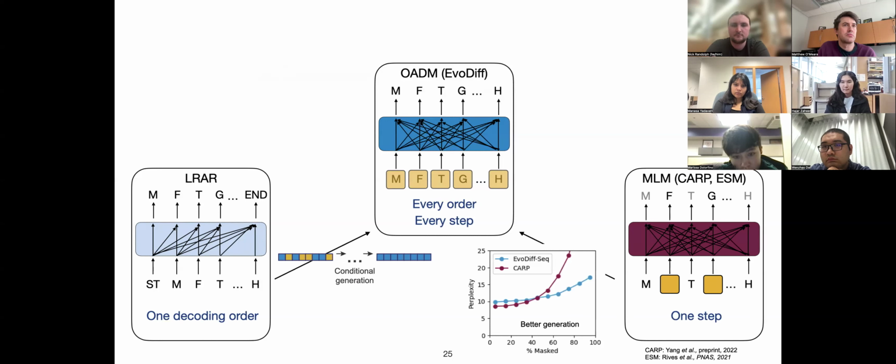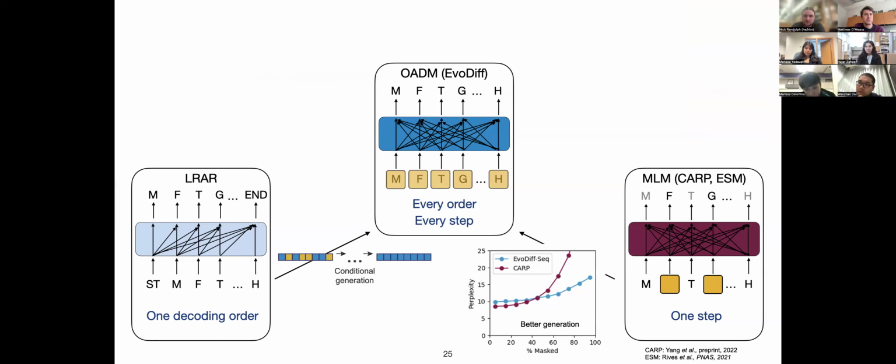And what we find is that exactly as we expect, the EvoDiff seq model can generate better from scratch, whereas in a masked language model, like in this case, you're not able to start from a fully masked sequence to then generate new protein structures. It's better at filling in the gaps in the percentage of mask that it's trained on.